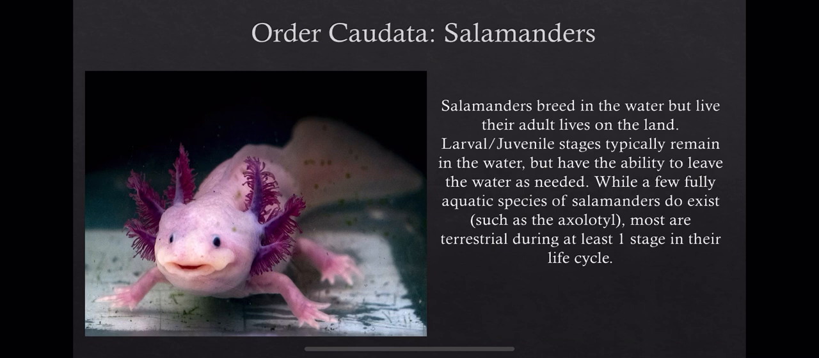Here's another example of a member of order Caudata. Some salamanders are 100% aquatic, but all salamanders have to breed in the water at the very least. So most larval or juvenile stages will develop in the water, and then most adults typically live on land. This picture here is of an axolotl. Axolotls spend their entire lives in the water. So they can be fully aquatic, but most are terrestrial, at least for some stage of their life, typically the adult stage.